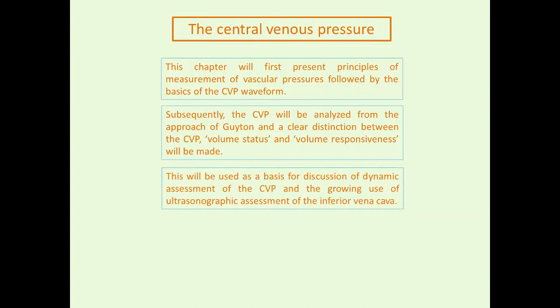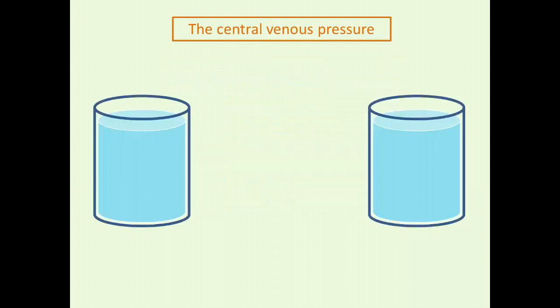Then I'll use that as a jumping off point for the use of dynamic assessments of the CVP, which are a little bit better at actually determining volume responsiveness than the simple static one-time number of the CVP, and also use it as a basis for the discussion of the ultrasonographic assessment of the inferior vena cava, which is becoming exquisitely popular, especially at Stanford with these house staff with their pocket ultrasound devices.